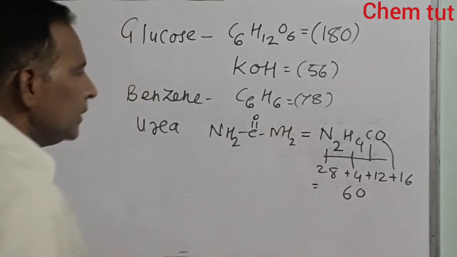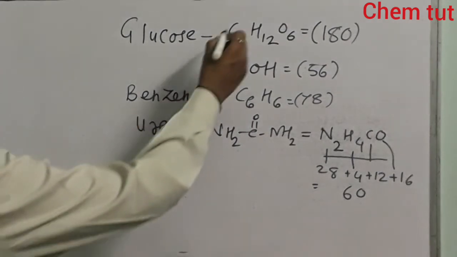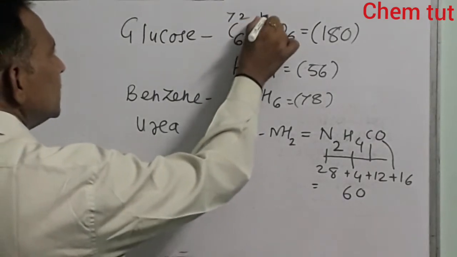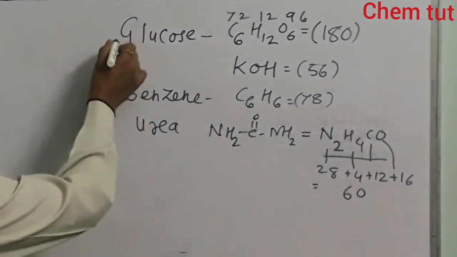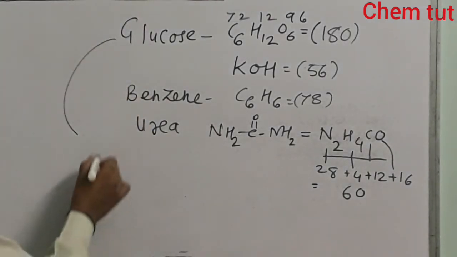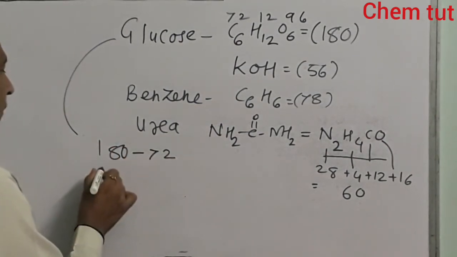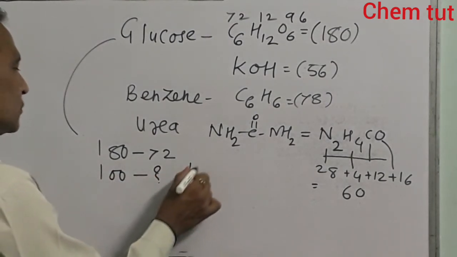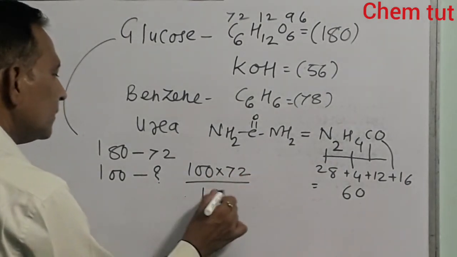Yeah. So the molecular mass of urea is 60. Now it's very simple. You can go very easily for the percentage. Here, in glucose, the contribution of carbon is 72, hydrogen is 12 and oxygen is 96. So what will be the common factor to calculate the percentage composition? In 180 we are having 72. Therefore in 100 what is the contribution? So 100 multiplied by 72 divided by 180.